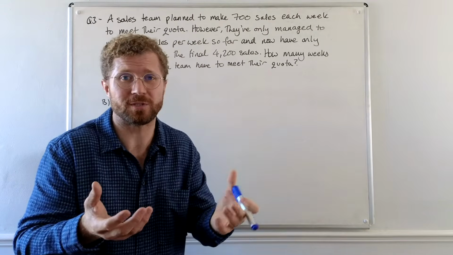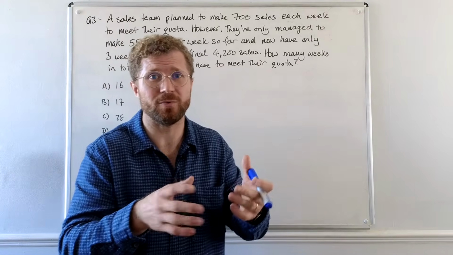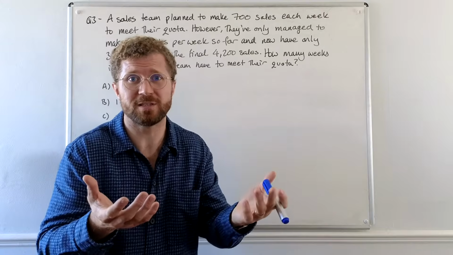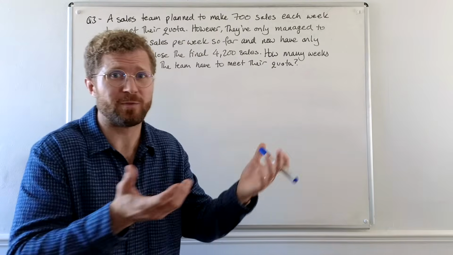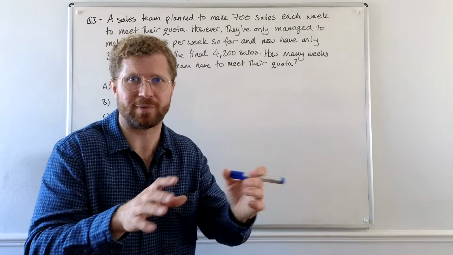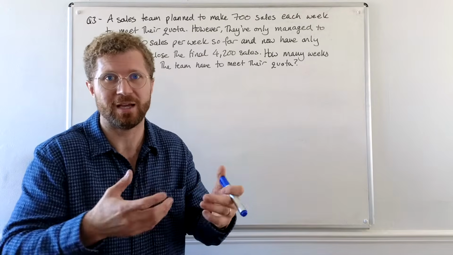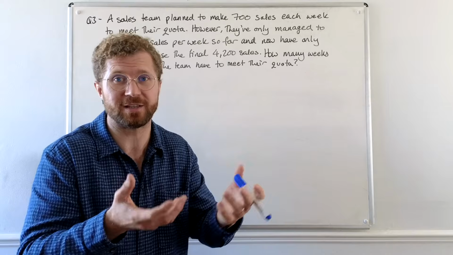We don't really know what's going on here. What we can do is put total sales equal to total sales. We know this sales team's trying to make a quota, and we've been given information about two different plans. Well, they had a plan, the plan's not going well, they need to change the plan. So two different ways of reaching that quota.